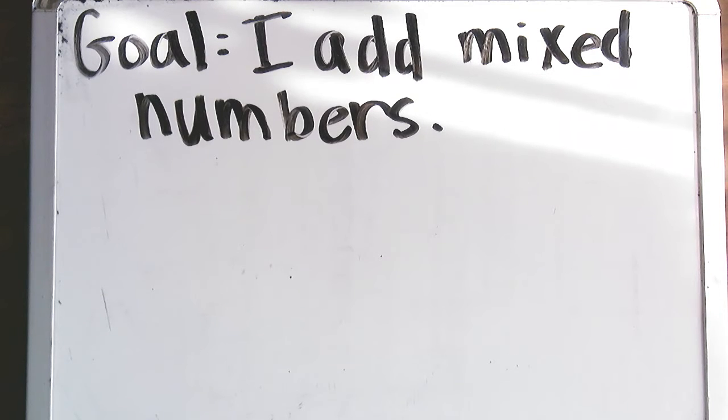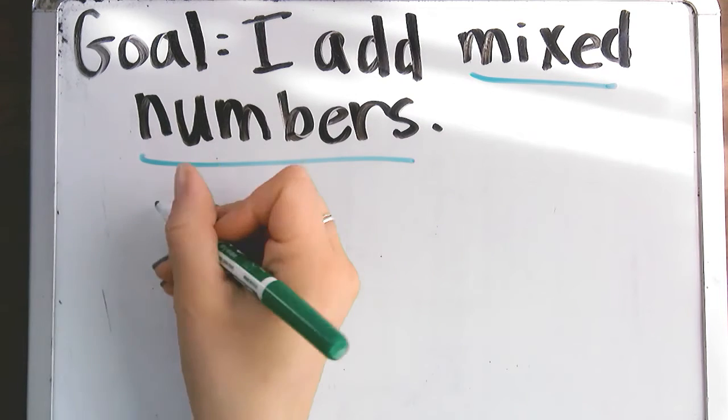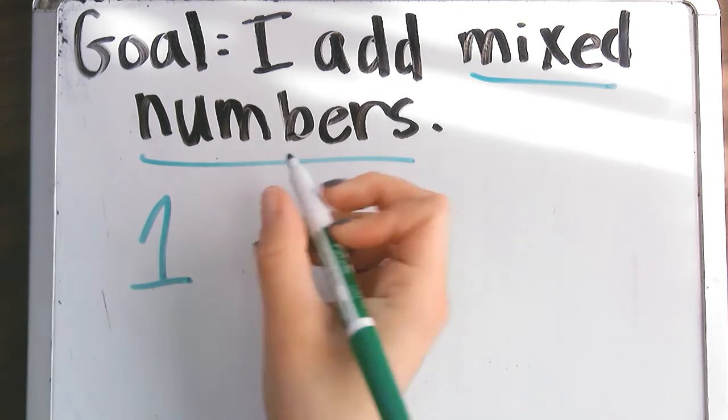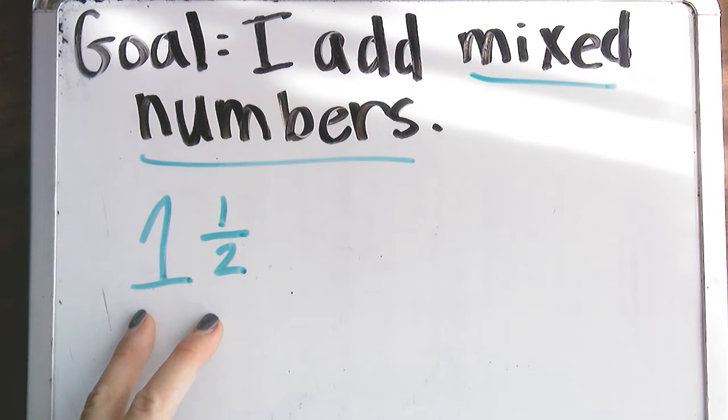Your goal today for math is I add mixed numbers. So first we're going to talk about what a mixed number is. A mixed number is a whole number plus a fraction. So today we're going to add mixed numbers.